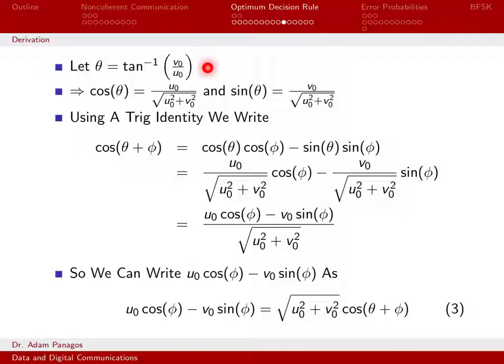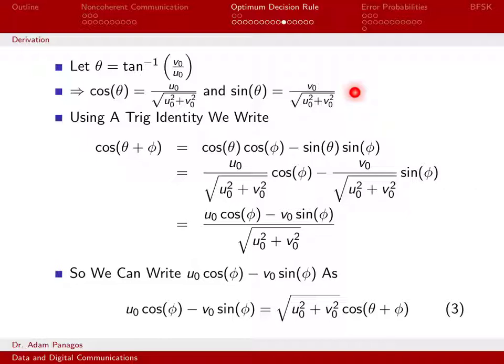So theta is tan inverse of v0 over u0. If you think of the definition of tangent, we can think of v0 and u0 as being sides of a triangle. If v0 and u0 are sides of the triangle, then the hypotenuse is given by the square root of u0 squared plus v0 squared. That lets me write these two statements right here. I can write the cosine as u0 over the hypotenuse, and I can write the sine as v0 over the hypotenuse. So with this definition introduced, that results in these two quantities. That's one thing to keep in mind.